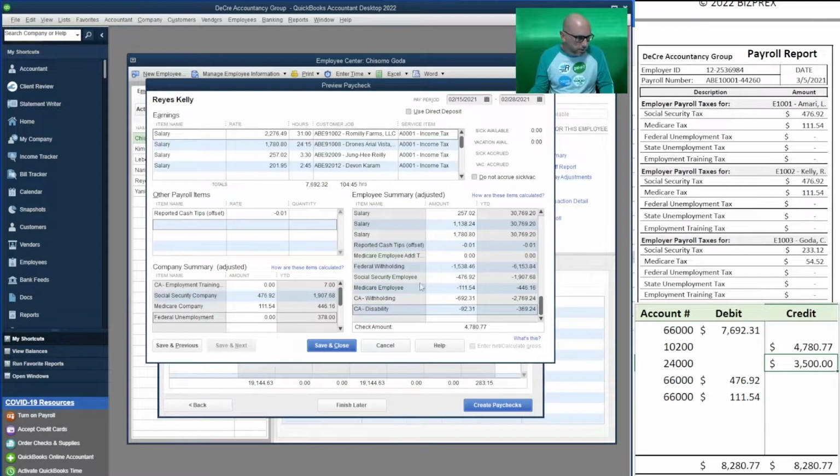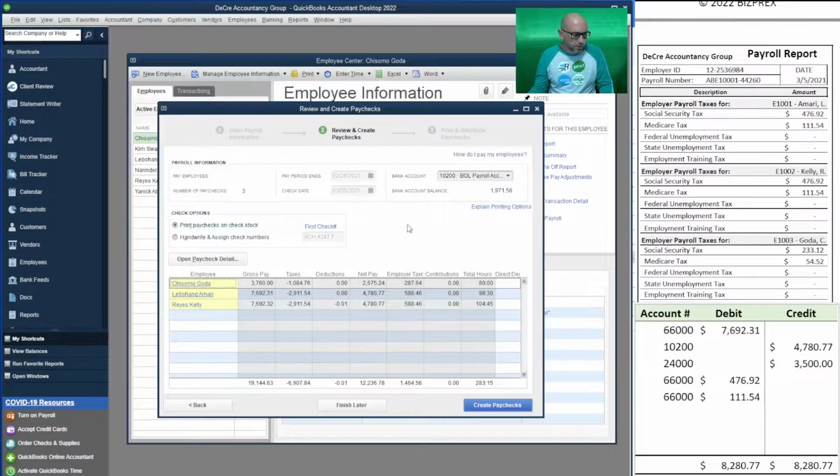All right, so save and close. Right, this is our summary. Again, based on this, let's see what do we have. So we have the gross pay right here, the debit. Then we have employer taxes right here. We can just reduce it to one. Our net pay will impact our bank account right here once we print it.